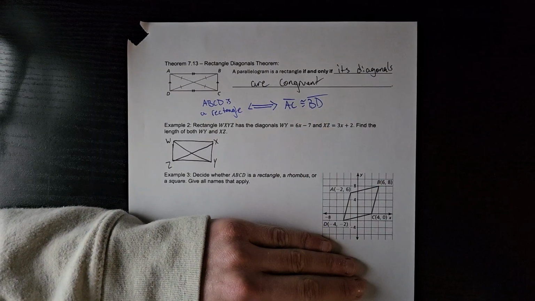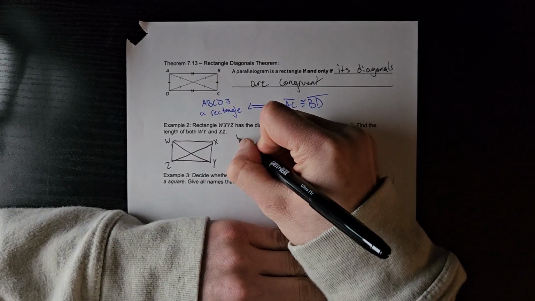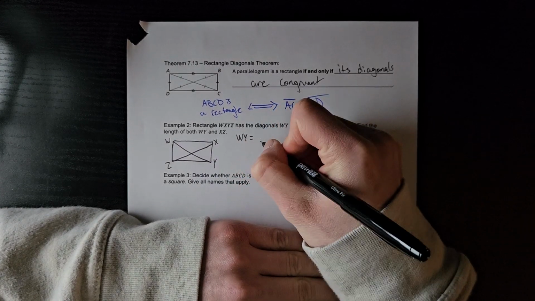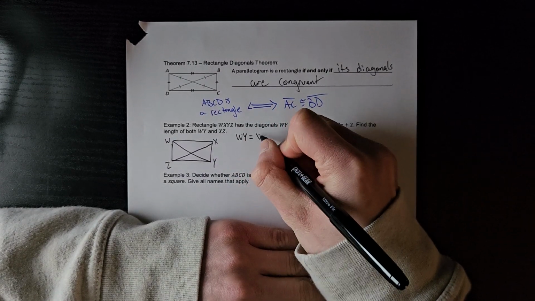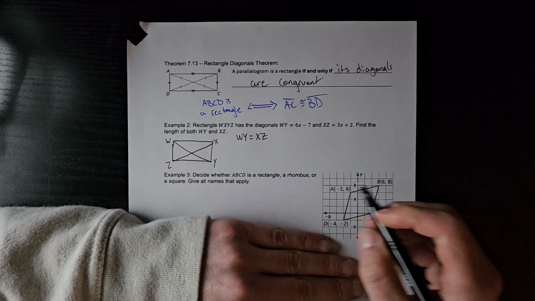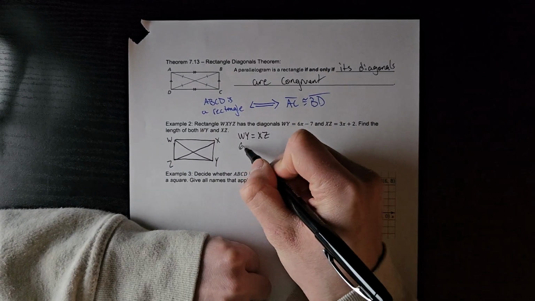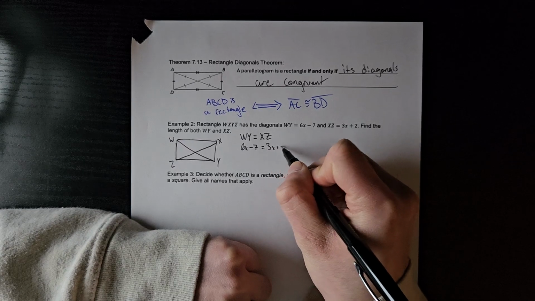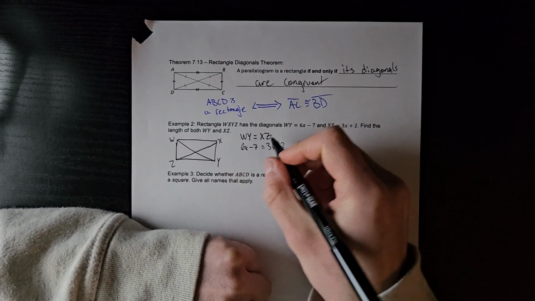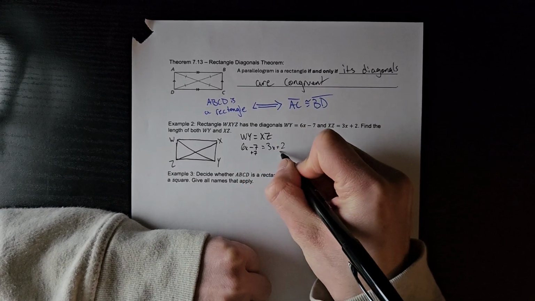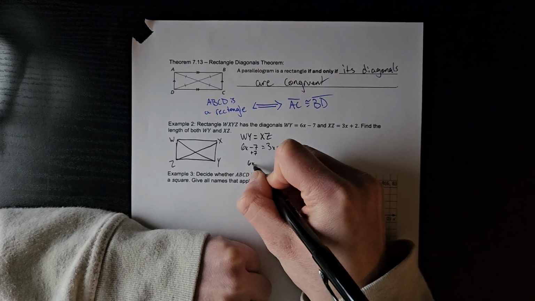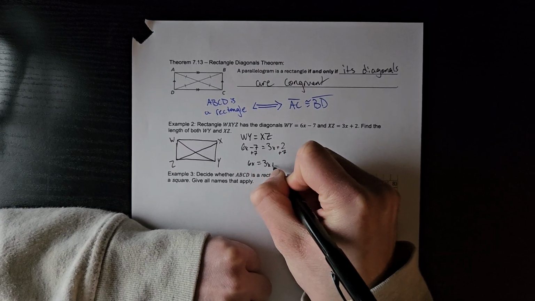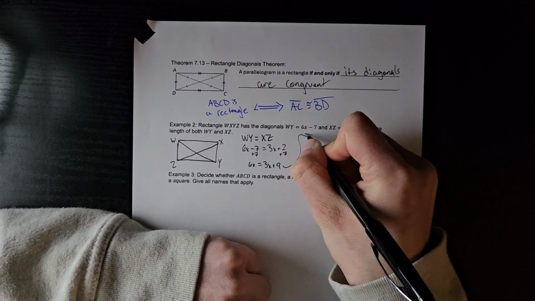Since we're dealing with congruent segments, that means WY is going to be equal to XZ. So I can set 6x minus 7 equal to 3x plus 2 and start solving for x. I'm going to add my 7 over to get 6x is equal to 3x plus 9. Moving that up top.